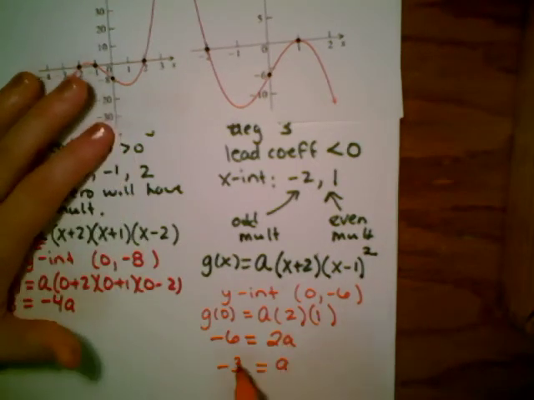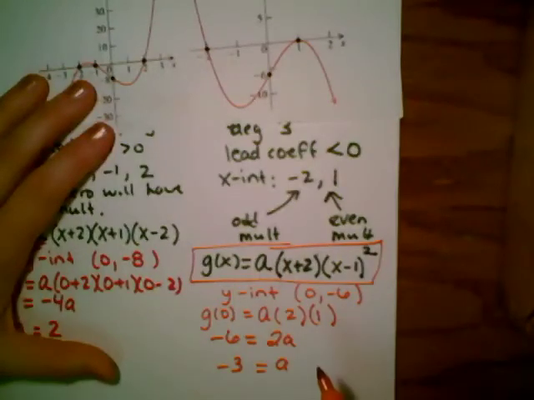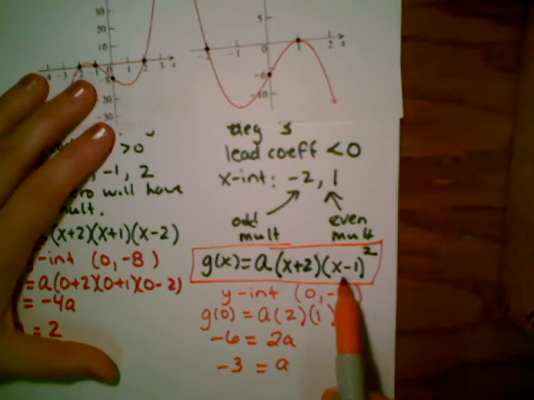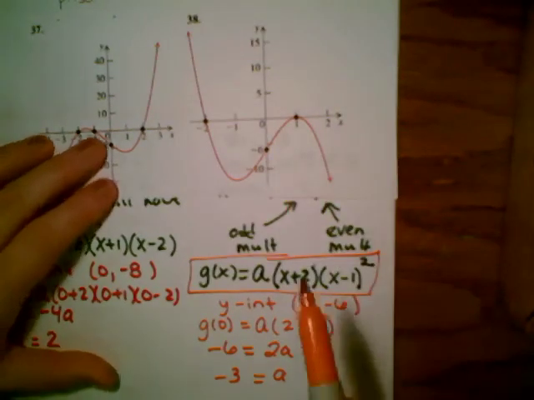All right, so plugging in -3 for a will complete the polynomial, writing down a polynomial expression that would exhibit the behavior in the graph. And you might want to check that in your graphing calculator.